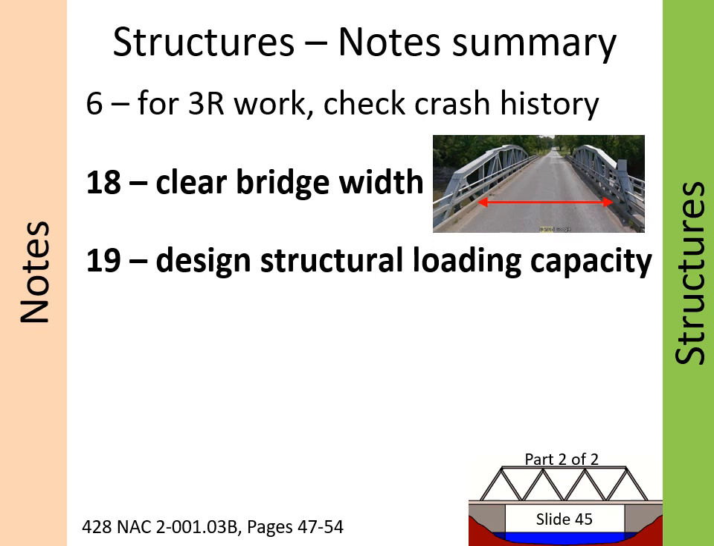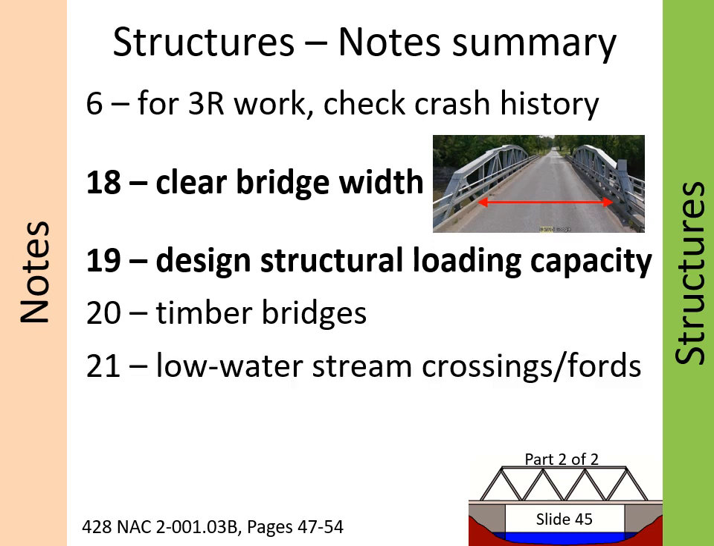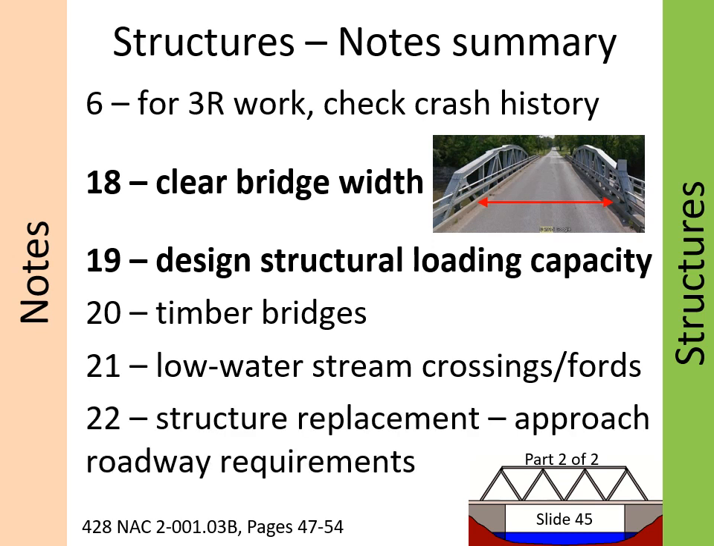Note 19 on page 54 covers structural capacity minimum standards. Note 20 allows for certain timber bridges replacement of the timber superstructure with an in-kind timber superstructure under minimum maintenance standards. Note 21 provides conditions and requirements for low water stream crossings and fords. And finally, Note 22 on page 54 provides minimum requirements for the roadway and roadside on either side of a structure replacement for very low volume roads when rural area standards apply.